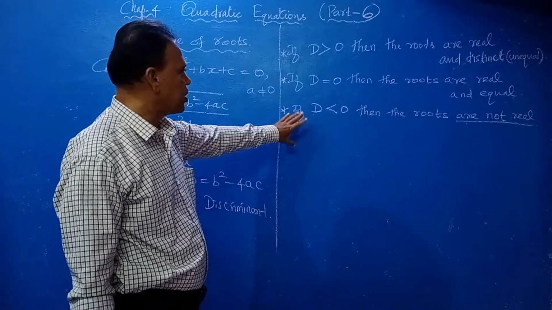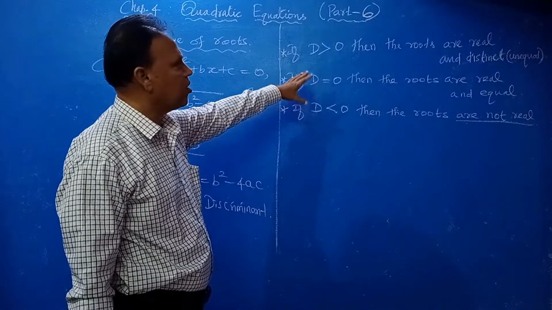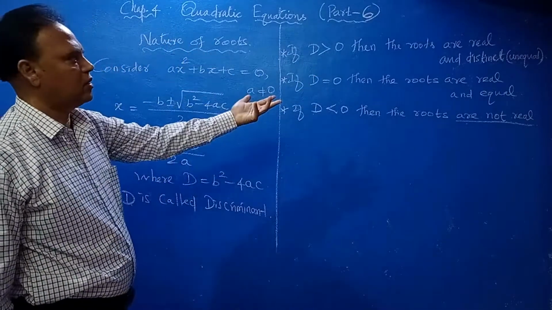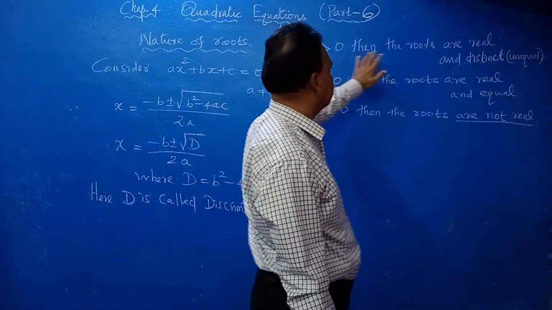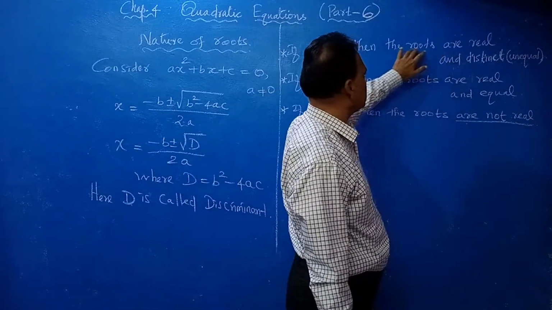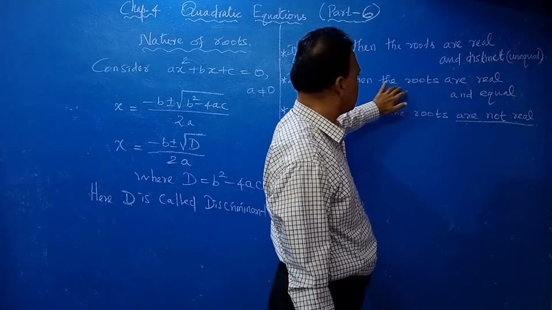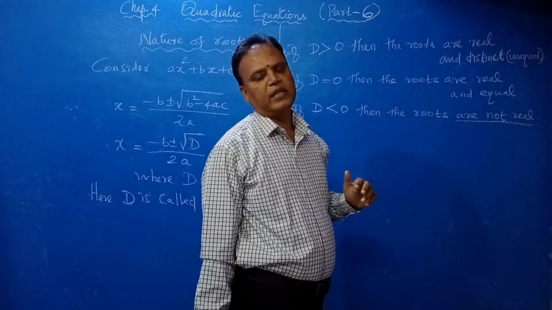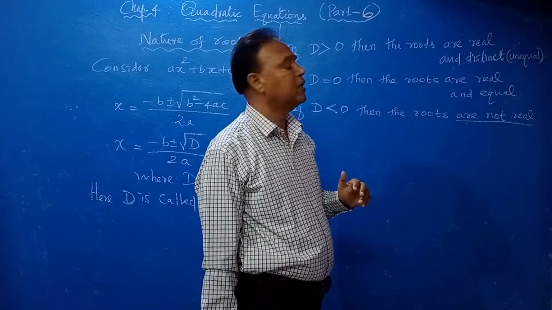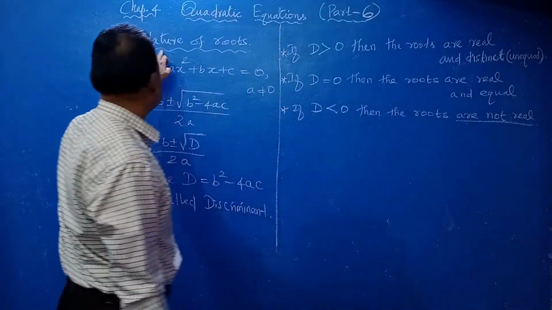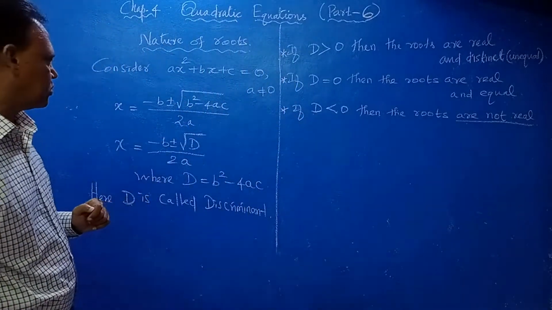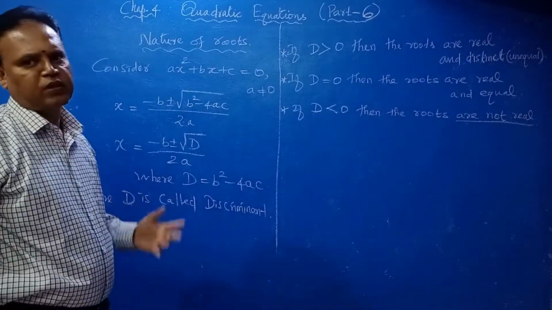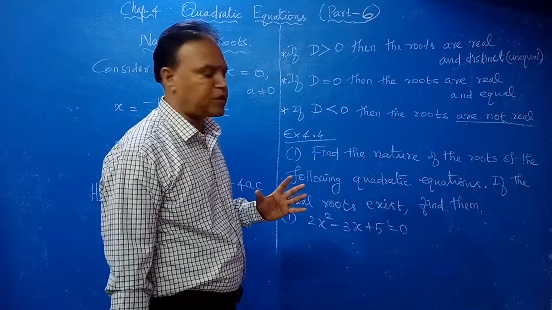So now just remember these three, called the nature of the roots. Nature of the roots means how the roots are. That is, roots are real and distinct, roots are real and equal, and roots are not real. These three possibilities are called the nature of the roots. So using this, we are going to see some problems. Now we will see some problems.